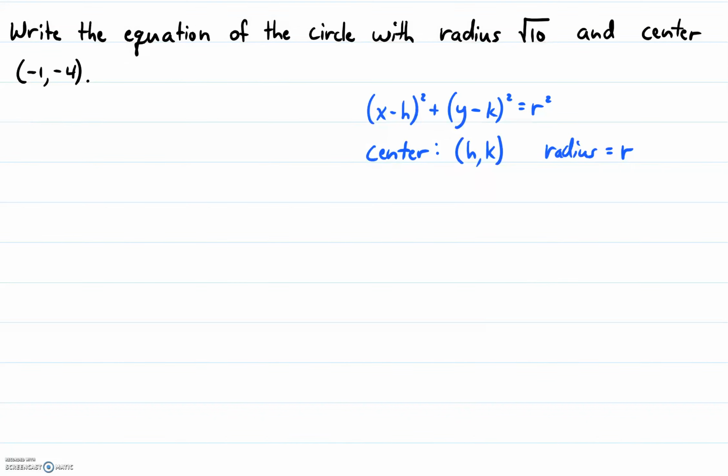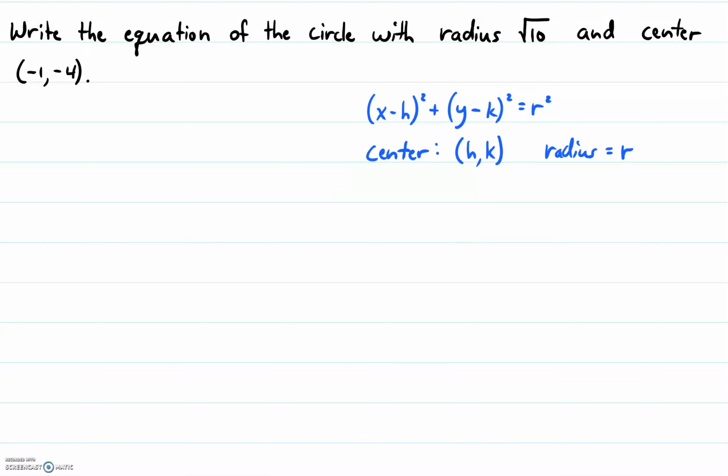In this video, we're going to talk about how to write the equation of the circle with radius square root of 10 and center (-1, -4). So we're given two pieces of information. We're given the radius and the center of the circle. And we're going to use what's written in blue on the right-hand side of your screen to figure out what the equation of this circle is in standard form.